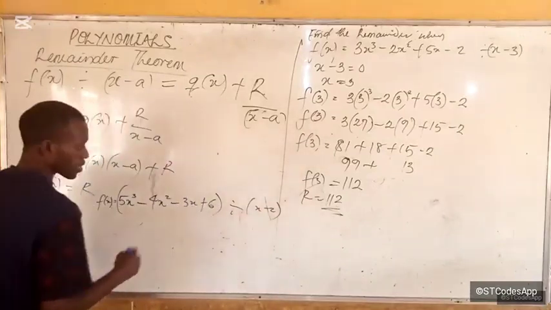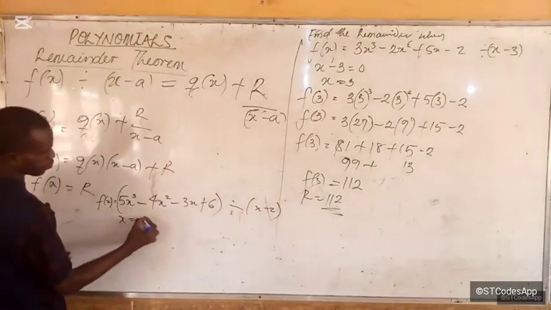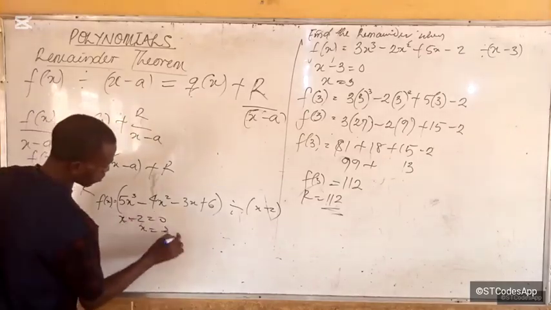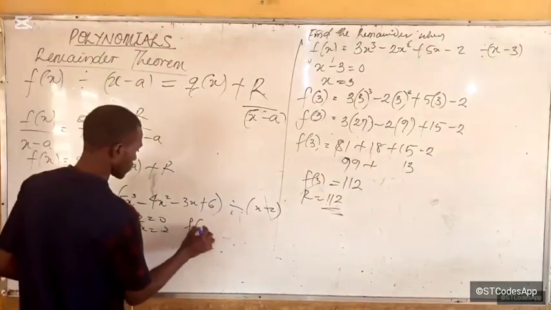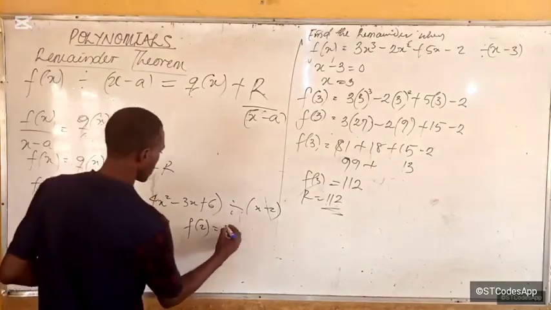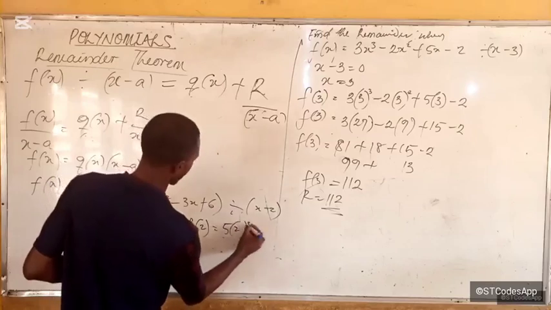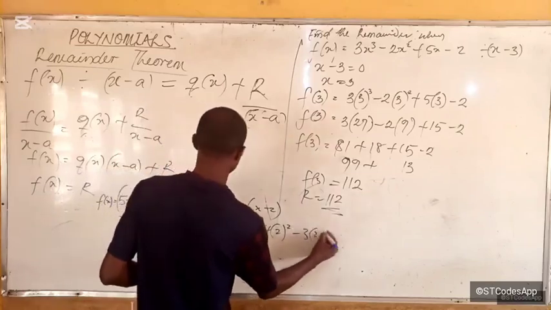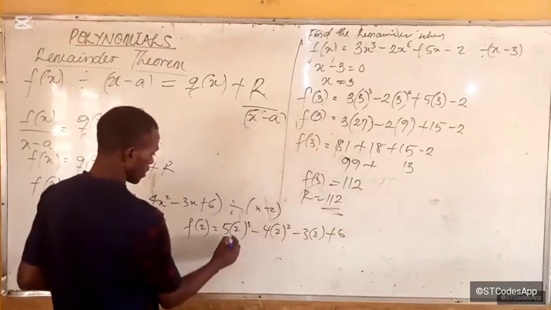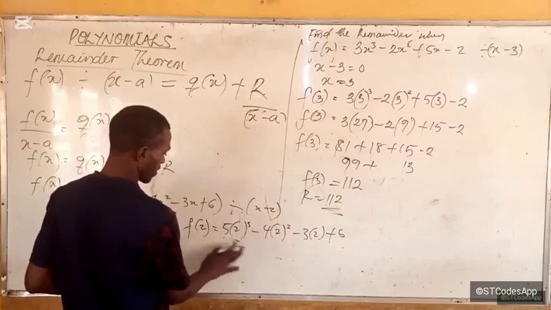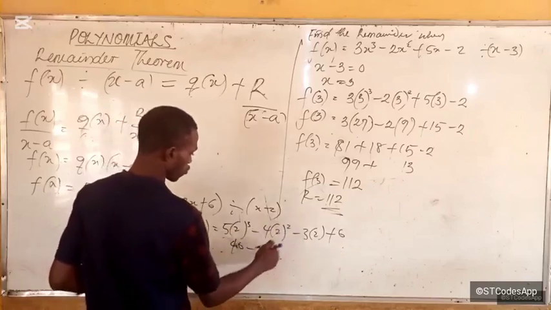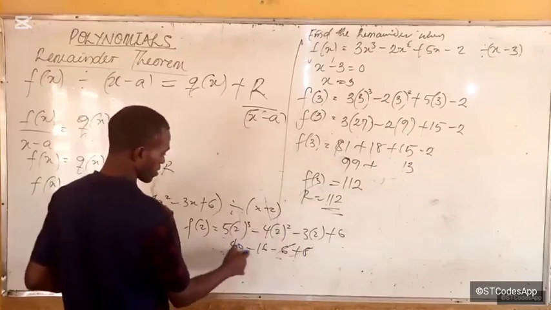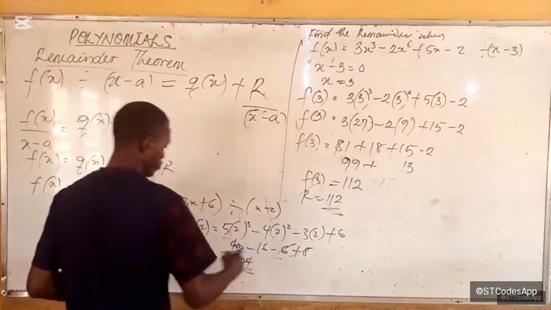It's very simple. Just say x minus 2, equate it to 0, so that x will be equal to what? x will be equal to 2. So you now say f of 2 will be equal to, substitute 2 into here. So you have 5 into bracket 2 raised to power 3 minus 4 into bracket 2 raised to power 2 minus 3 into bracket 2 plus 6. Now, 2 cubed, that's 8. 8 by 5, 40. Minus 4 by 2 squared, that's 16. Minus 6 plus 6. So we have this minus this, that'll be 24. f of 2 is equal to 24.